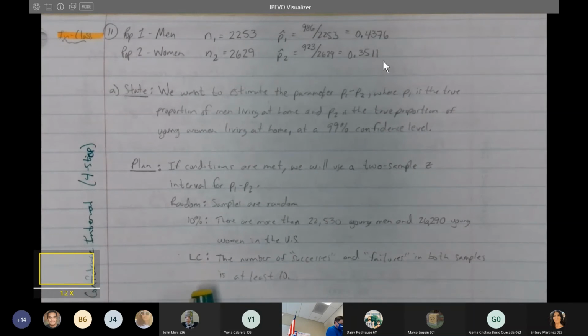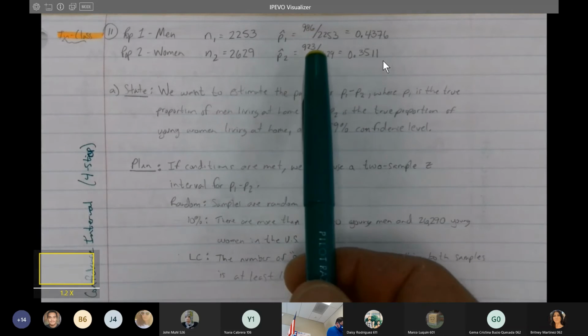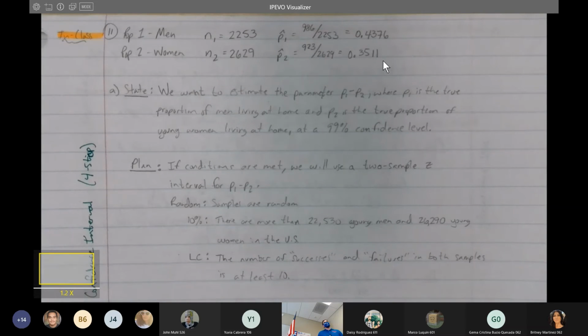Lastly, we have our large counts. The number of successes and failures in both samples is at least 10. In this, I'm being a little lazy on this answer. We should probably be more specific, but based on our proportions up here, we have 986 successes and 923 successes, and over 2,000 in the sample sizes. So we have at least 1,500 failures in each case, give or take, just as a round estimate. It's very easy to see with our samples that we have more than 10 of each case. So I'm just making that statement.